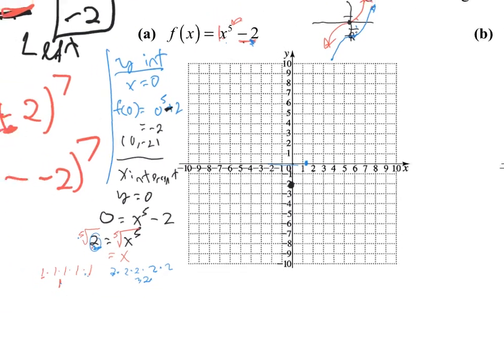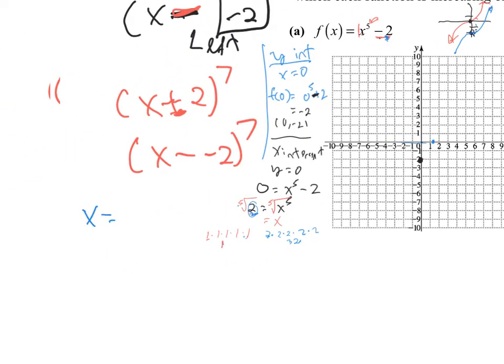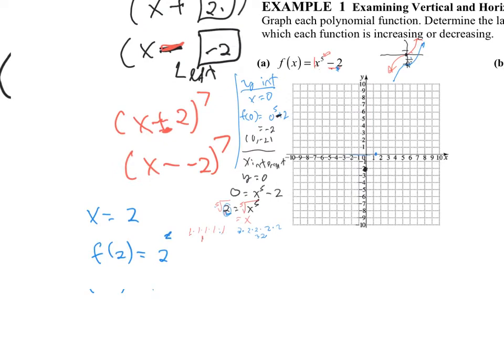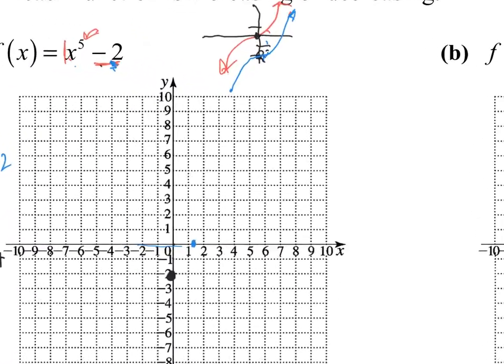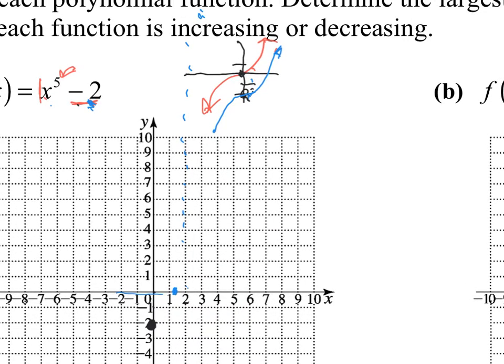Now, just for fun, let me see what happens if x is equal to 2. And I key that in. F of 2 equals 2 to the 5th power minus 2. 2 to the 5th is 32. We just did that a minute ago. 32 minus 2 is 30. Do you realize that when x is equal to 2, I have to go all the way up to 30? Wouldn't you say that's very skinny then, to be way up there?